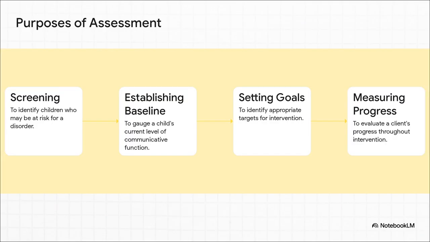Now, here's a really crucial point. Assessment isn't just a one-time thing. It actually serves 4 different purposes. It starts with screening, just to see which kids might be at risk. Then, it establishes a baseline, a clear picture of their strengths and weaknesses right now. From there, it helps set really specific goals for therapy. And finally, it's used over time to measure progress, to make sure what we're doing is actually working.